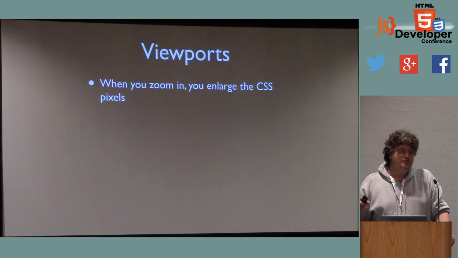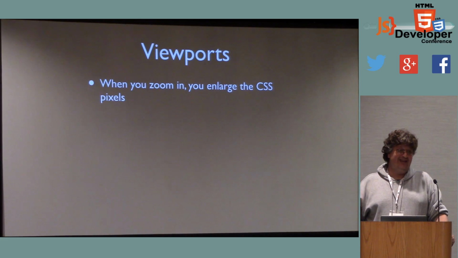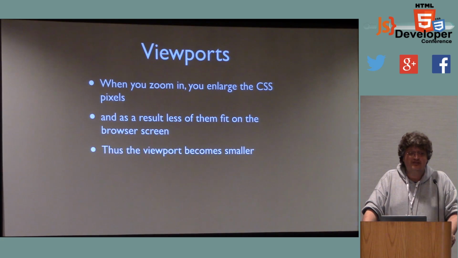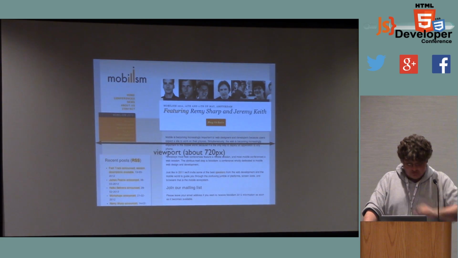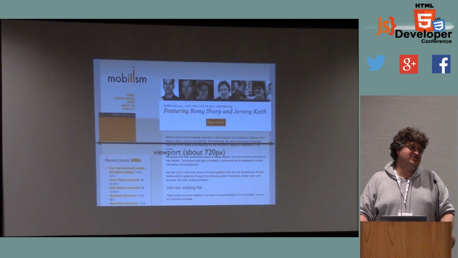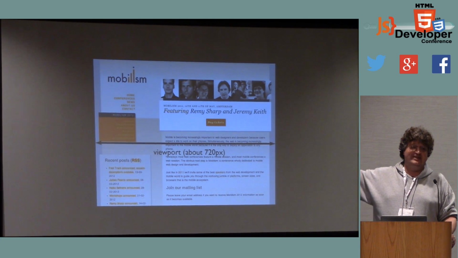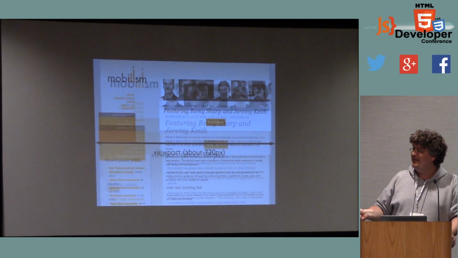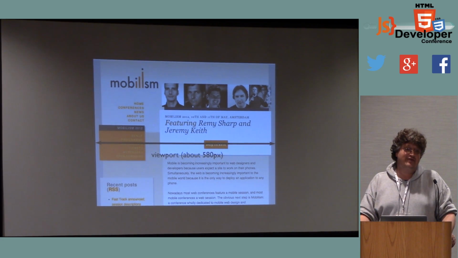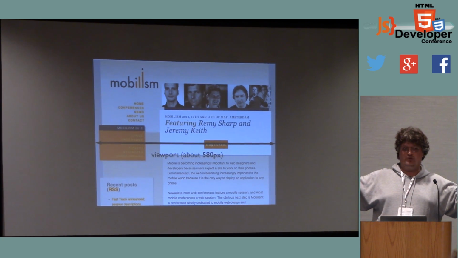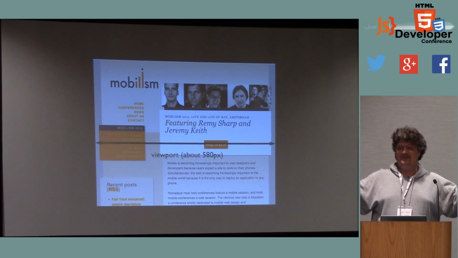First of all, a little word more about desktop. When you zoom in, you enlarge your CSS pixels, and that means that less of them fit in the browser screen, which means that the viewport becomes smaller. This is something you have to realize. So here we have, again, our example site. It has a viewport of about 720 pixels. That's because of the way I took this screenshot. There's nothing fundamental about 720 pixels. So now we're going to zoom in again, and the viewport changes to about 580 pixels because the individual CSS pixels stretch up and less of them fit in the browser window. This is how zooming works on desktop.